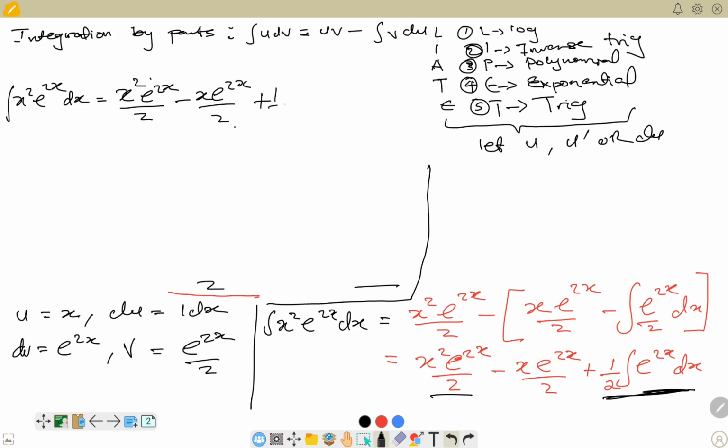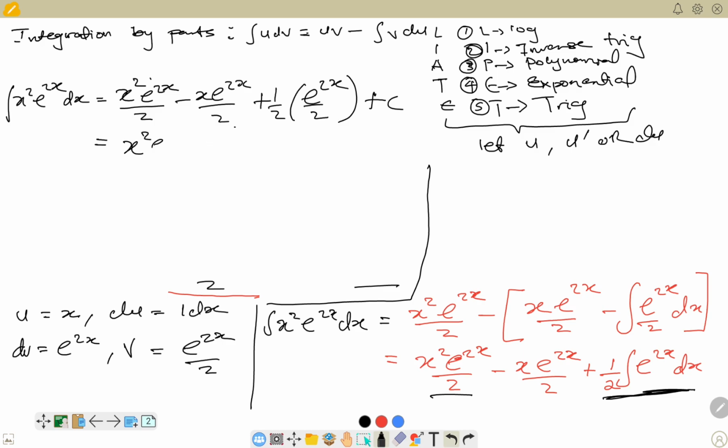1 over 2 is a constant. Then when we integrate e to the power 2x, we get e to the power 2x again over 2, then plus c. To show that we have integrated, we write a constant of integration, which is that plus c.